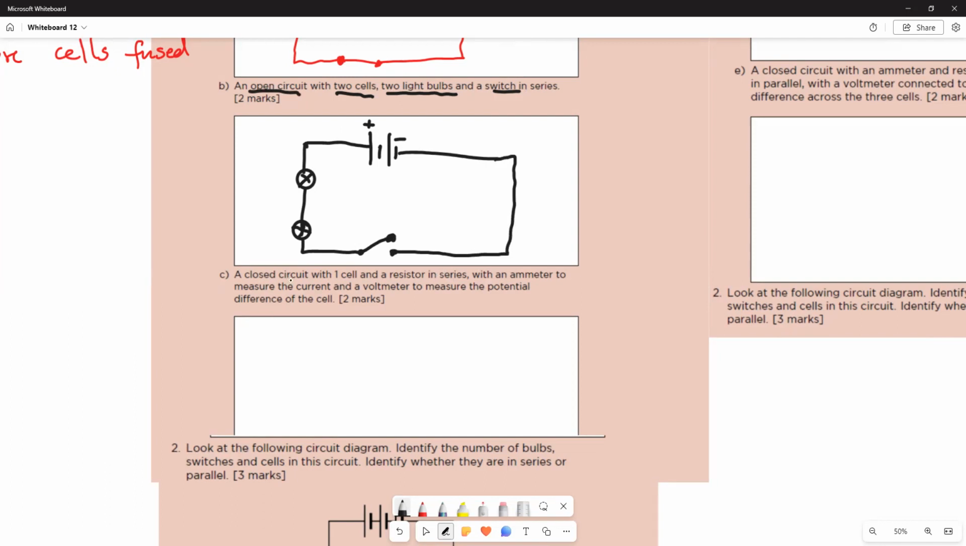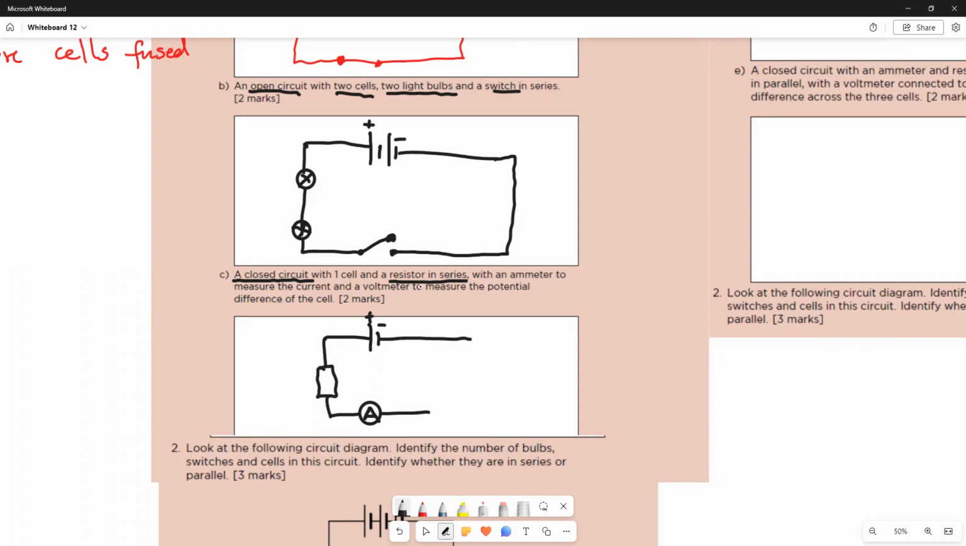Perfect. A closed circuit. So a closed circuit, I know that my switch is going to be closed with one cell. So one cell, positive, negative terminal, a resistor in series. So a resistor, remember the symbol of a resistor is a rectangle, right? With an ammeter to measure the current. So there's an ammeter there.